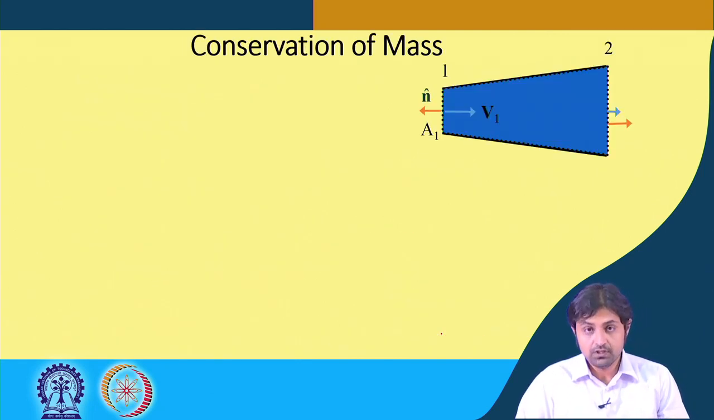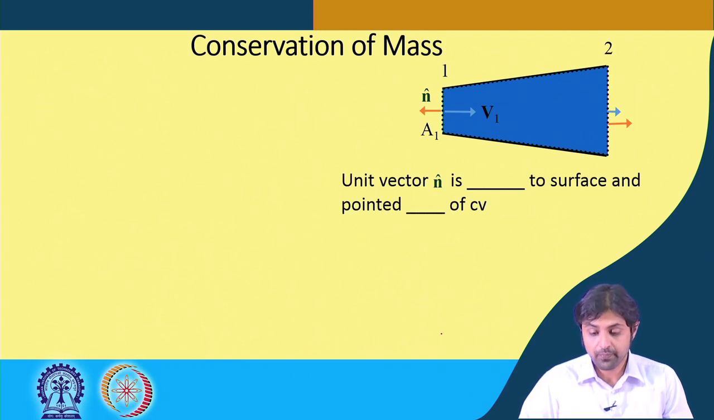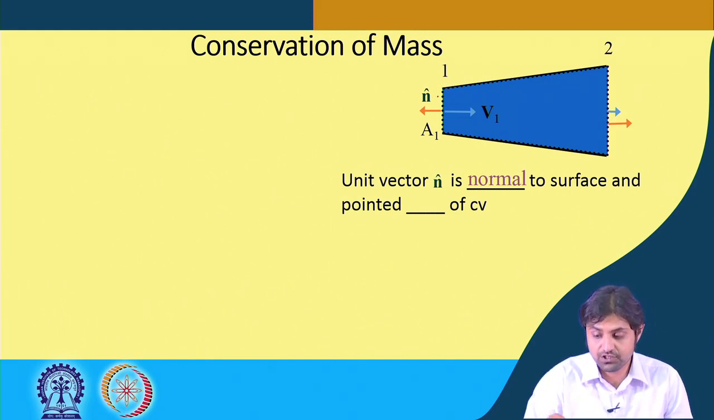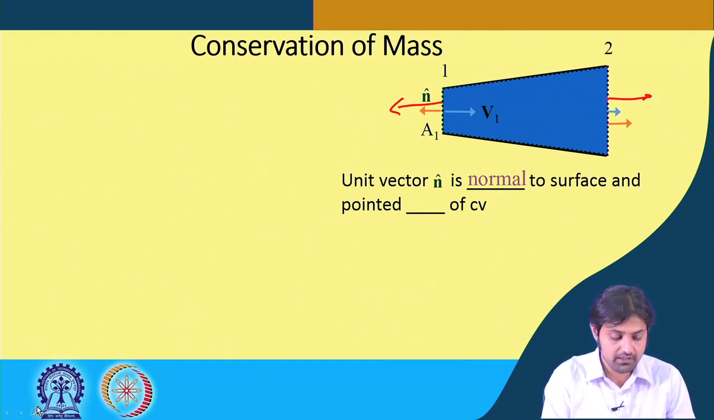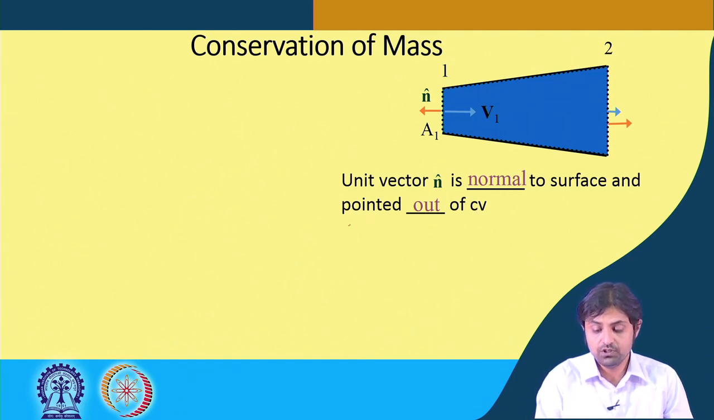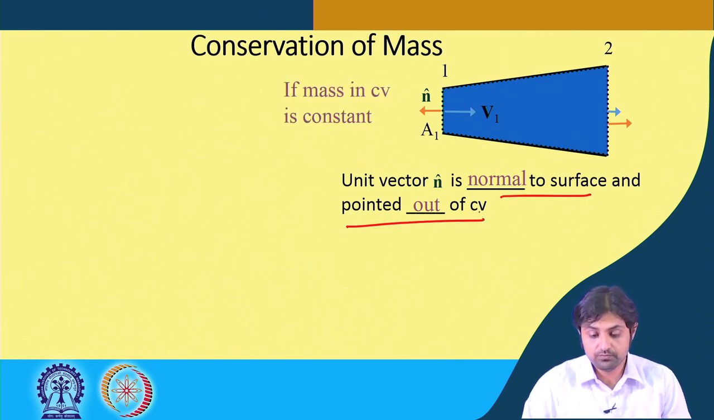So now we are going to see, the unit vector n here is normal to the surface. So this is surface 1, which this is normal, and on surface 2 it is in this direction. As already indicated by the red arrow, so I'll rub this one off, in both the cross sections, whether it is 1 or 2, the unit vector is normal to the surface and pointed out of the control volume.